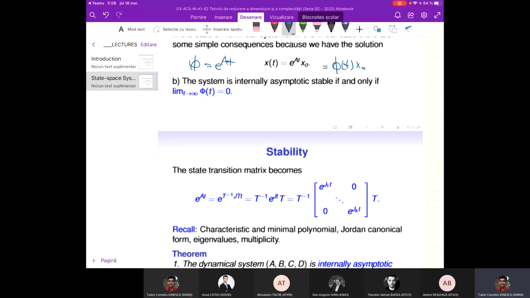Since phi of t is the exponential of the matrix At, it's only natural to discuss the way we compute this matrix exponential, because this is the key towards truly understanding the stability of a linear dynamical system.